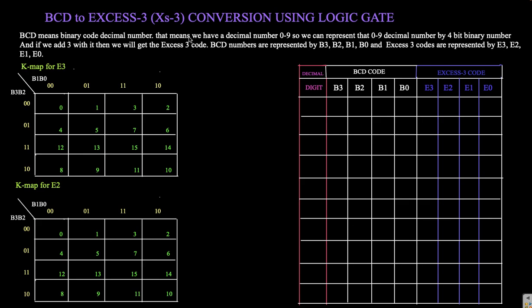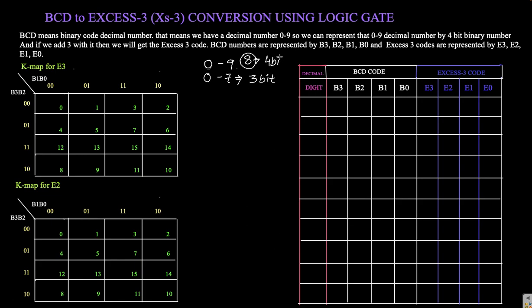So what is BCD code? BCD means binary coded decimal. It means the decimal number should be coded in binary form. The range of decimal numbers is 0 to 9. One interesting thing is that for 0 to 7 we can convert the decimal number into a binary number using 3 bits, but after 7, if you want to convert 8, we need 4 bits.